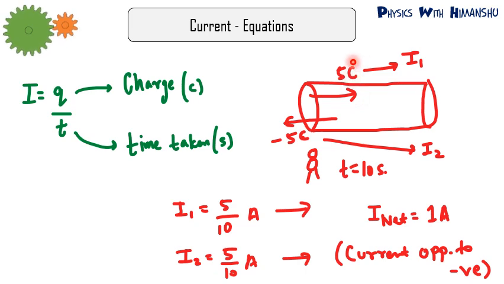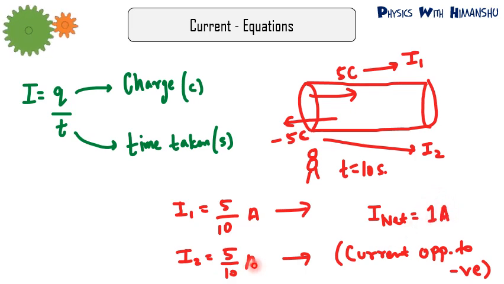Suppose due to 5 coulomb the current is I1 and due to minus 5 coulomb the current is I2. See, 5 coulomb is positive. So if 5 coulomb is going from left to right, then I1 will be from left to right. So I1 will be 5 by 10, that is Q by T, and from left to right. The arrow is very important. And for minus 5 coulomb, current will be 5 by 10. But since it is negative, the flow of current will be opposite. So current will be in the left to right direction. See, both the currents are in the same direction. So they will get added up and the net current will be 1 ampere.